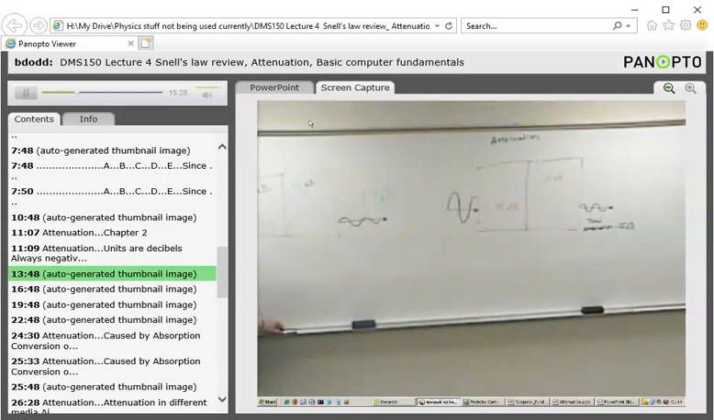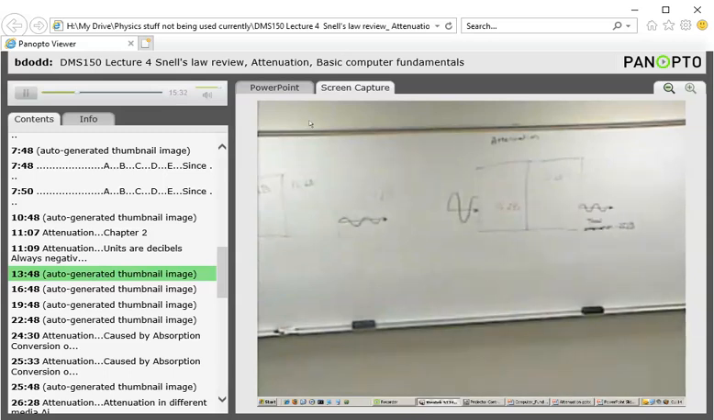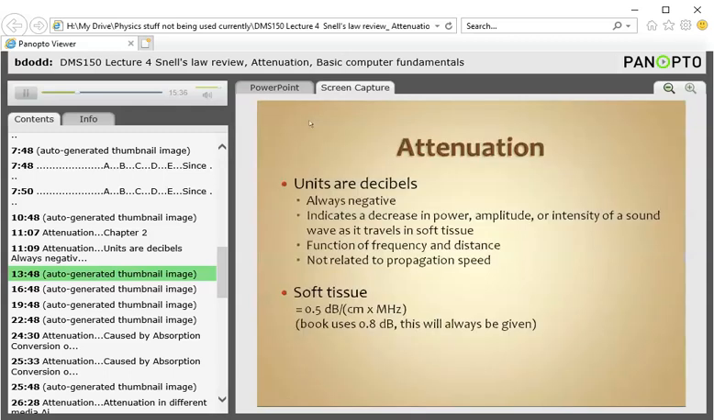All right, now we're going to do one other type. Let me get my pen here. And I'll switch back to the PowerPoint because this will make more sense now. So in soft tissue, I'm saying that we lose 0.5 decibels per centimeter megahertz, okay? I'm just rewriting that equation up there.